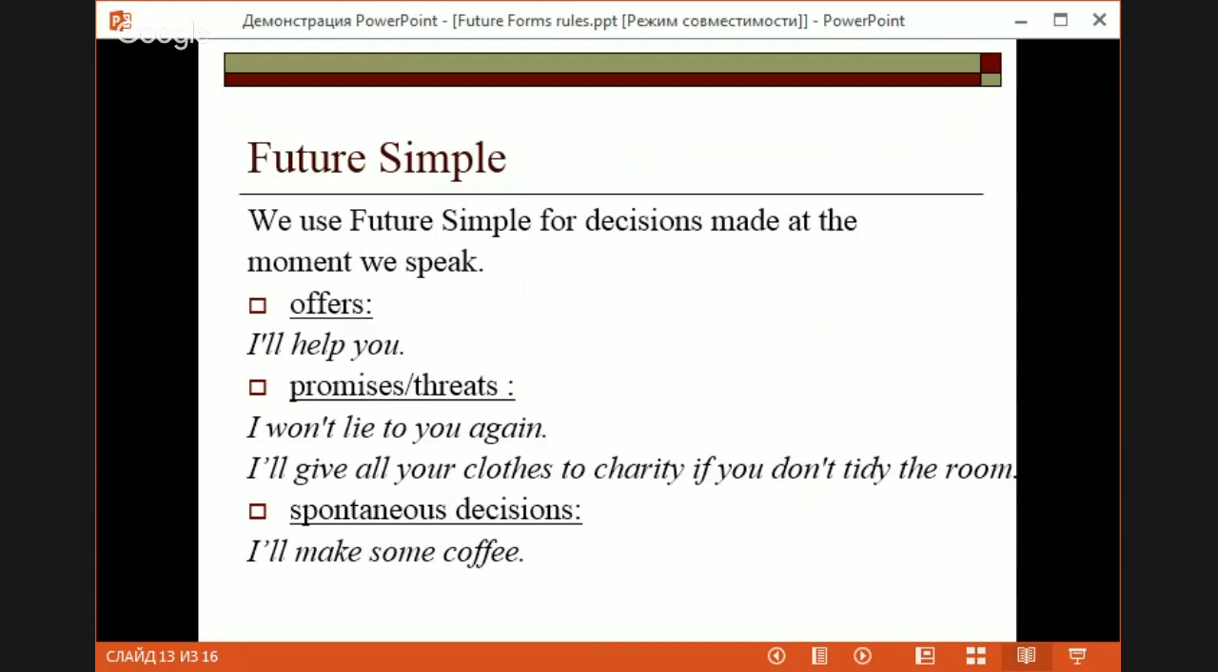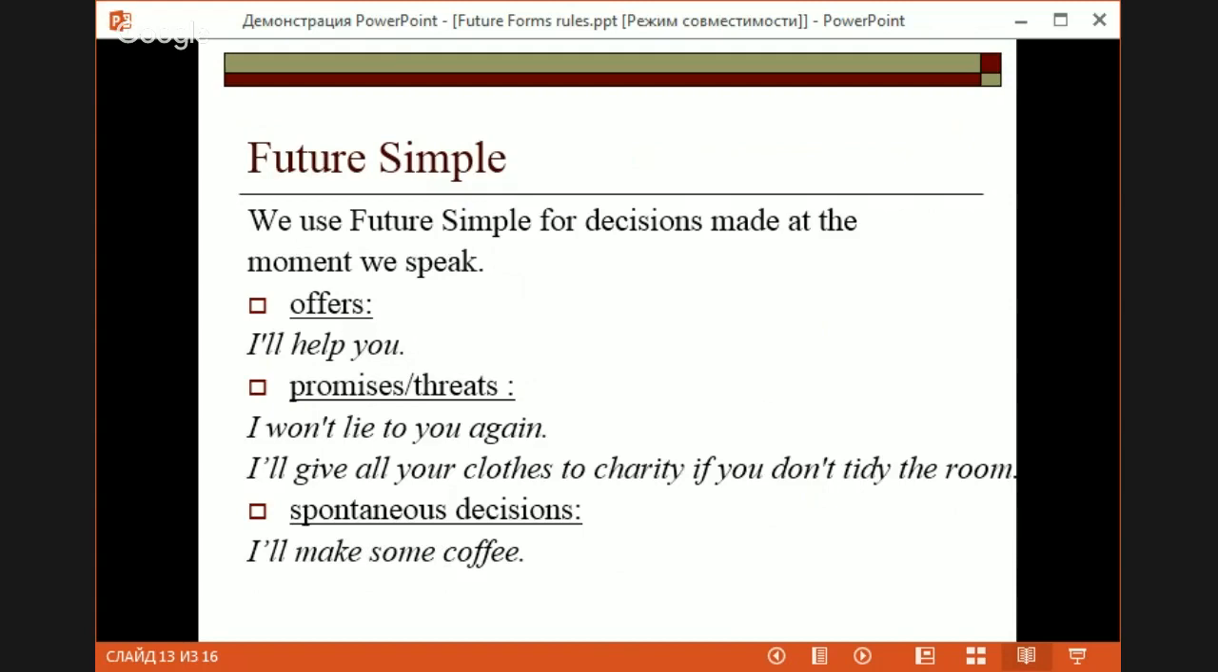Promises and threats. I won't lie to you again. This is our promise. Or I will love you forever. Or it can be a threat. It's like a promise, but a negative one. I'll give all your clothes to charity if you don't tidy the room. So this is a threat from a mom to her son. Or I will never come back. This can be a threat or a promise, depends on your attitude to the person.